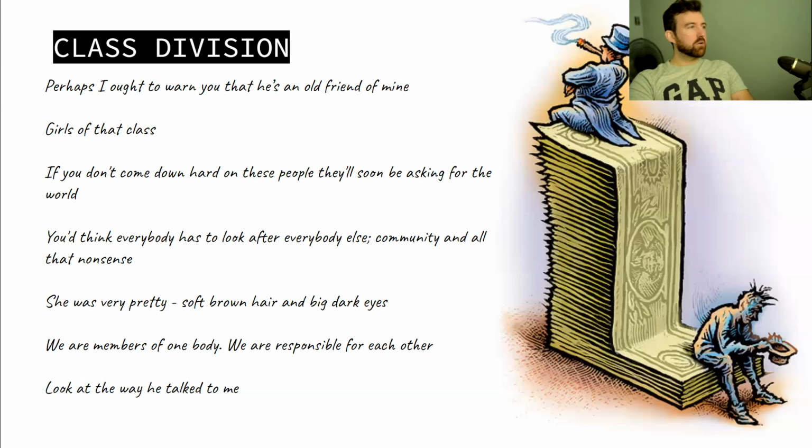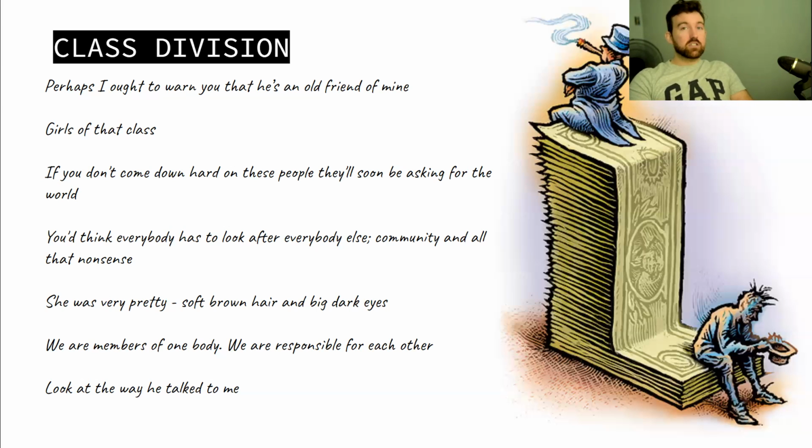"If you don't come down hard on these people, they'll soon be asking for the world." So there's this irony to this one. Arthur Birling claims that the working class are the ones that are asking for the world, even though the truth is that all Eva asked for was like a couple of pennies of a pay rise, right? So she's not asking for the world at all.